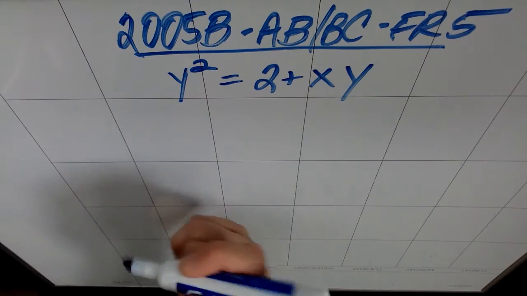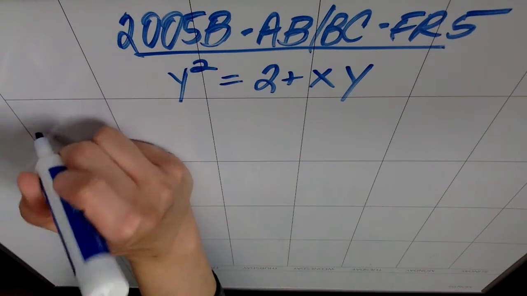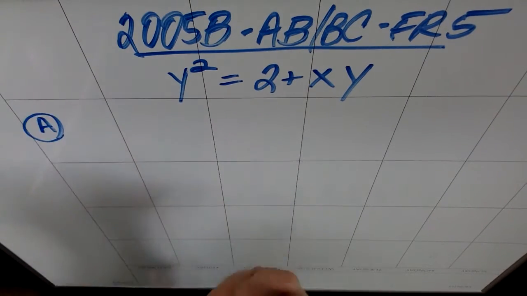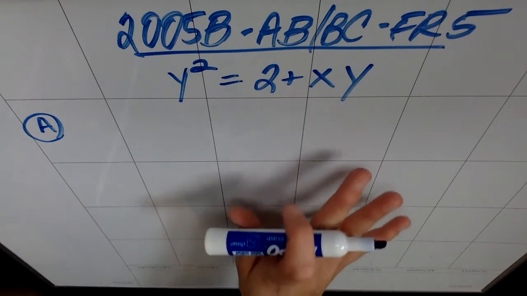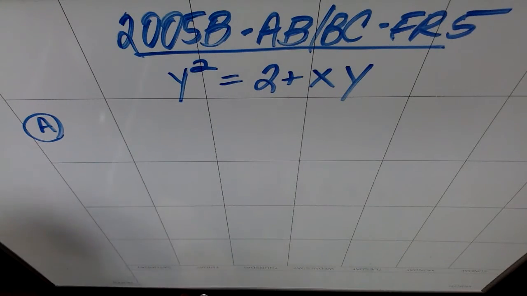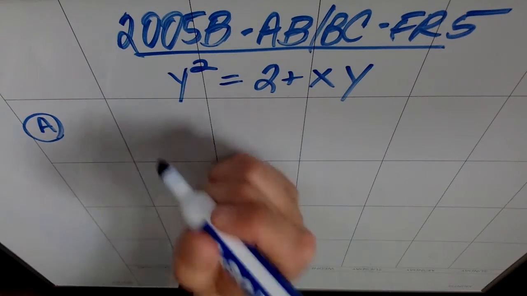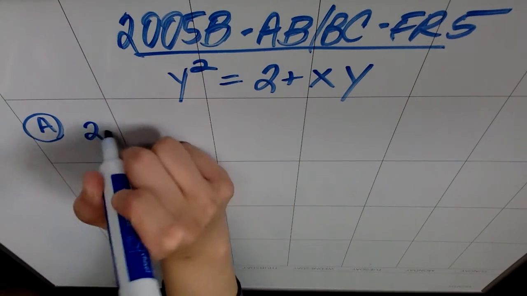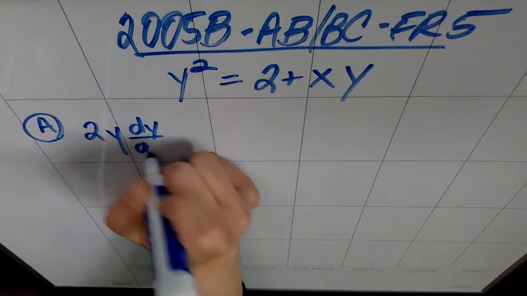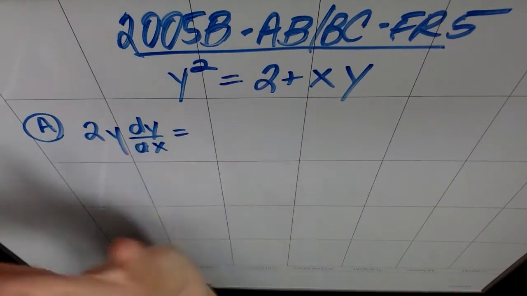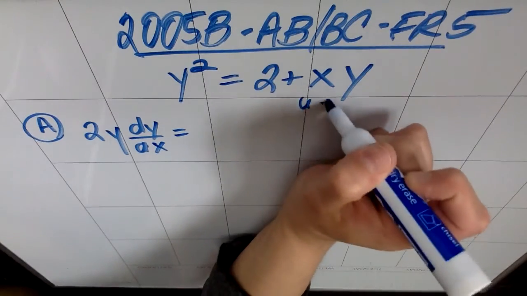Whenever they say show something, they're telling you this is totally true, just do the math to back it up. If I want to find the derivative of this, I need to do it implicitly because it's not easy, nor is it worth solving for y. When I derive y squared, I get 2y dy/dx, because I derived some y stuff, equals, I derive the 2 and it's gone, which is great, but when I derive xy, it's a product rule.